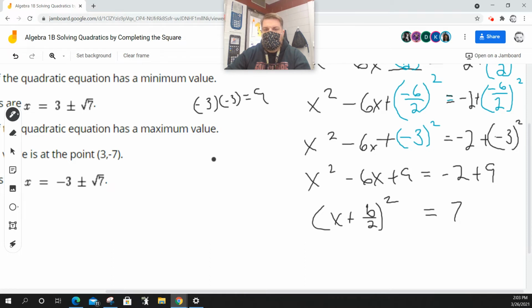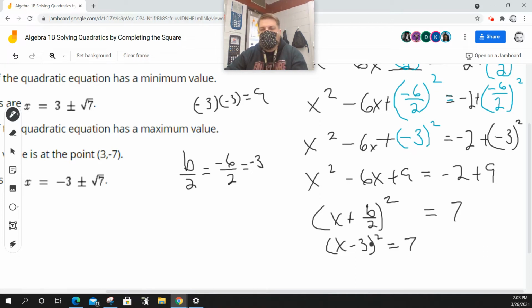7. But what's b over 2? 8. Where'd you get 8 from? It's negative 6 over 2, which is negative 3. So this becomes x minus 3 squared is equal to 7.